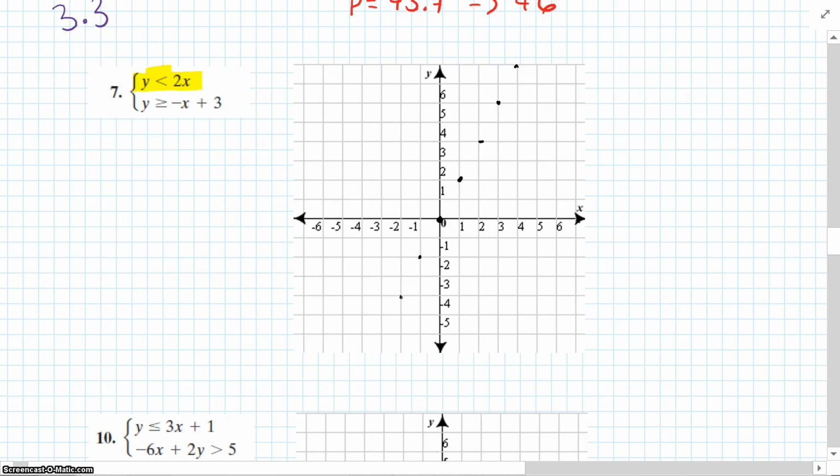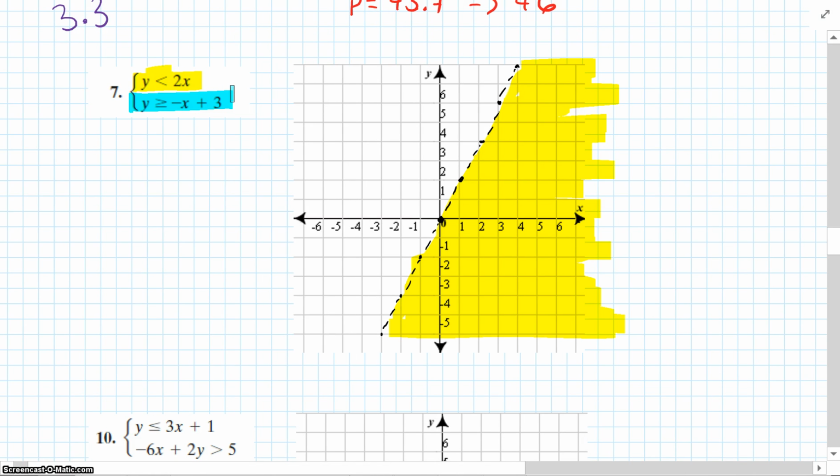So I'm going to draw it by hand. Okay. And it says y is less than, so we're going to shade below. We're going to use yellow since that's what I marked it with. Alright, easy enough. Now, let's do the second equation.